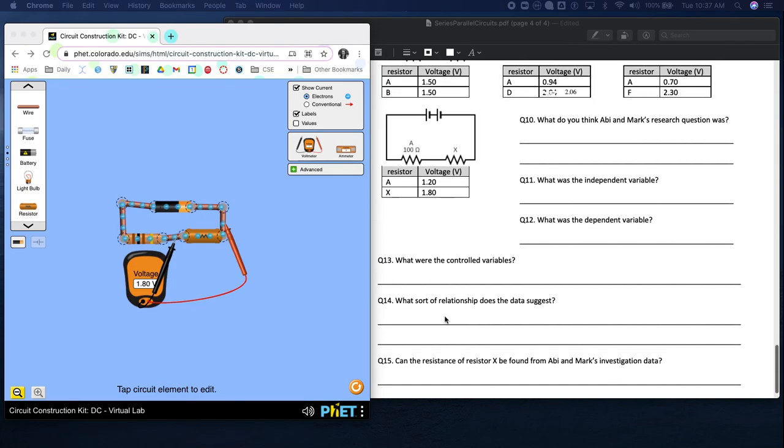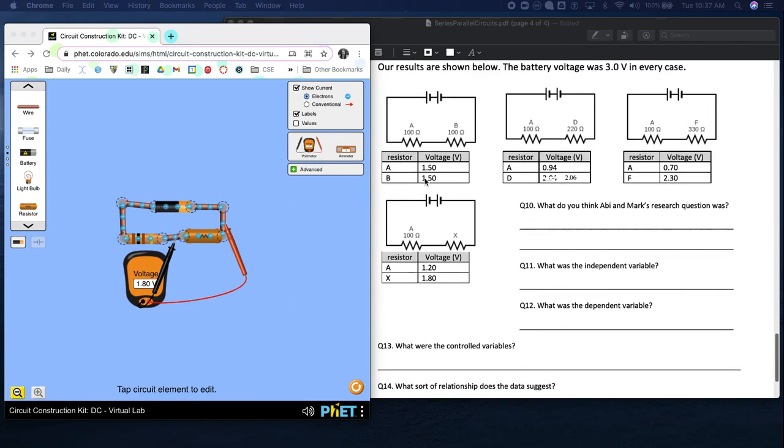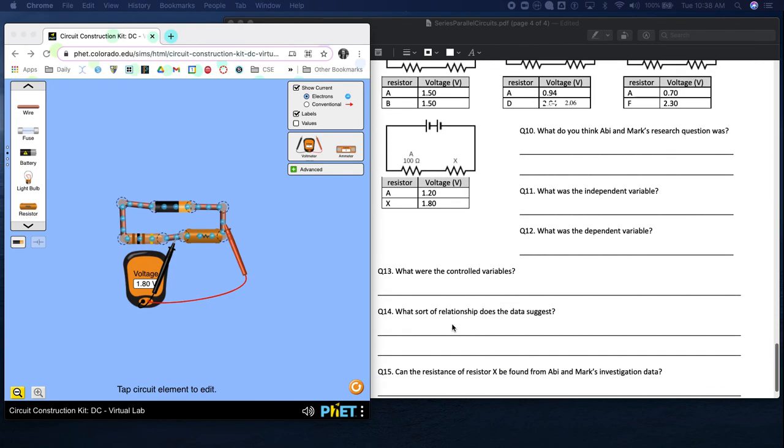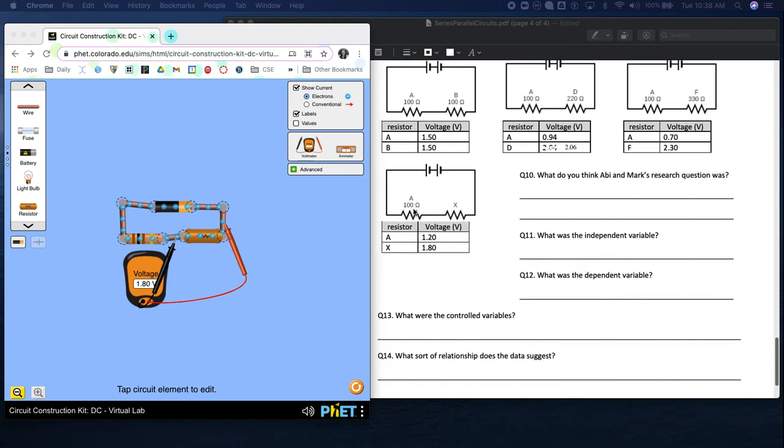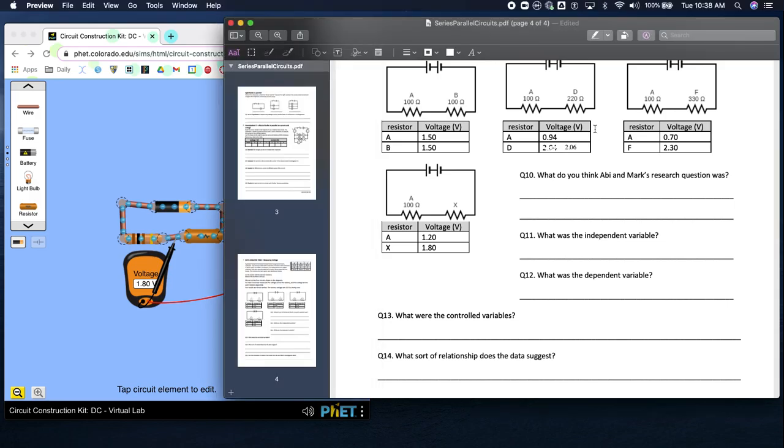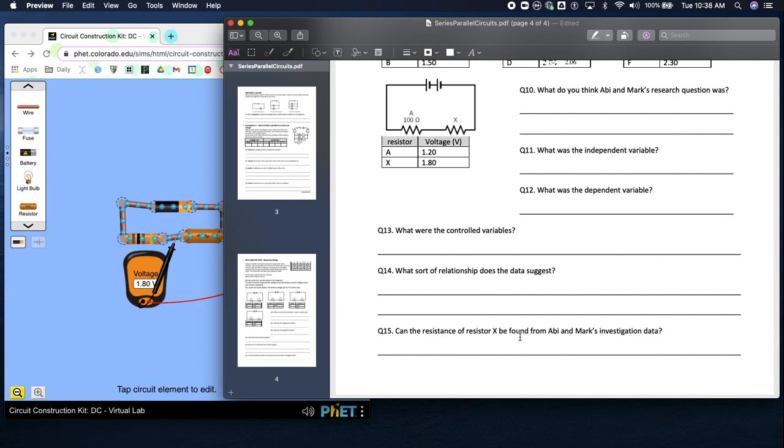What sort of relationship does the data suggest? Now, if you notice something, when we add these together, how many volts are we getting? Every single time we have 3 volts because that's how much our battery is putting out, okay? So as the resistance increases, our voltage for that resistor increases, okay? Can the resistance of resistor X be found from their investigation data? Well, we already found it, so yes. And if this was on paper, you could 100% work out that just like we did. And that's it.